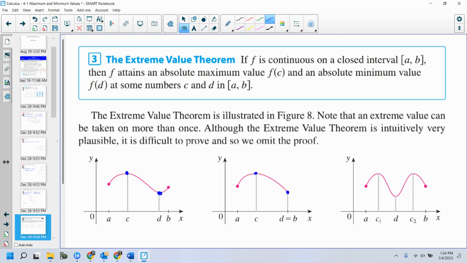It can occur at more than one spot. Say like cosine, I have two absolute maximum values right there. I have an absolute minimum here.